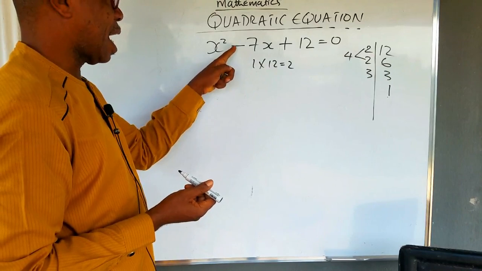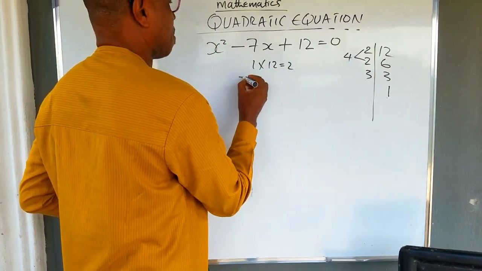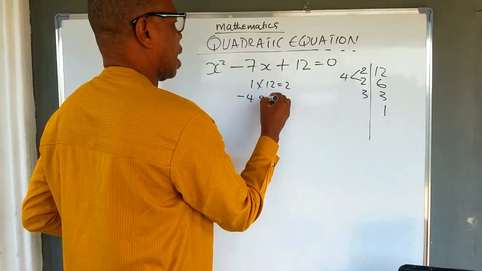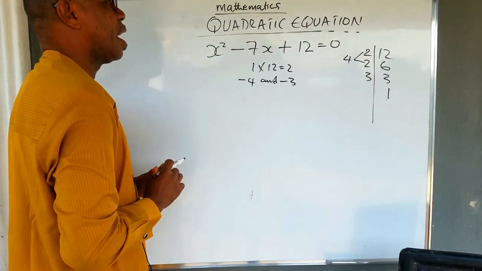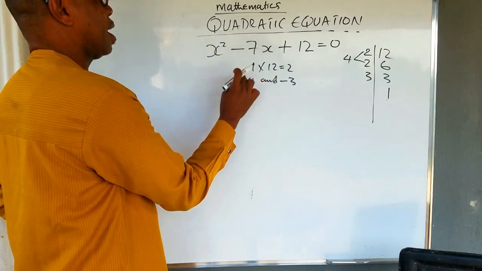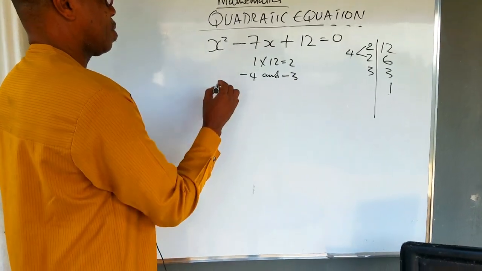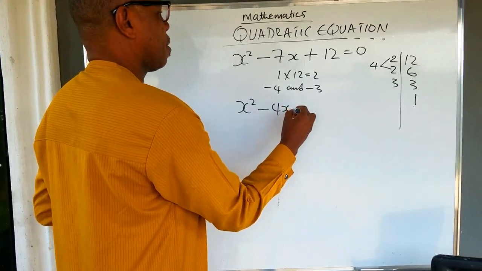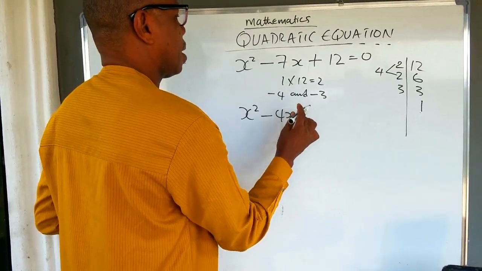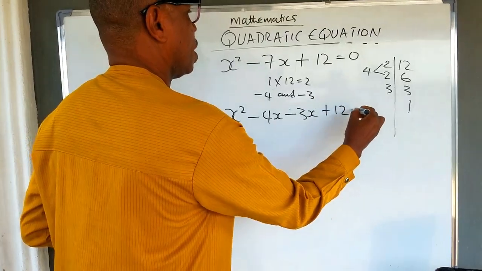But notice that I have minus here, so it will not just be ordinary 4, it's going to be minus 4 and minus 3 to give me minus 7x. So I will replace minus 7x with minus 4x and minus 3x. So what I will have here will now be x squared minus 4x minus 3x plus 12 equal to 0.